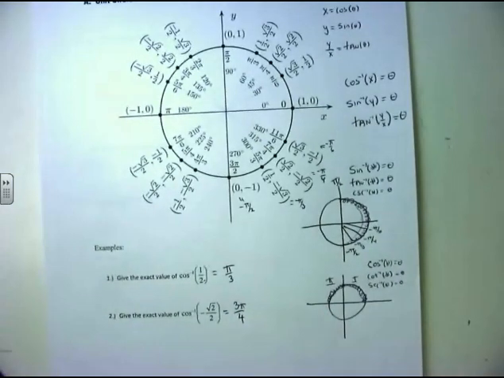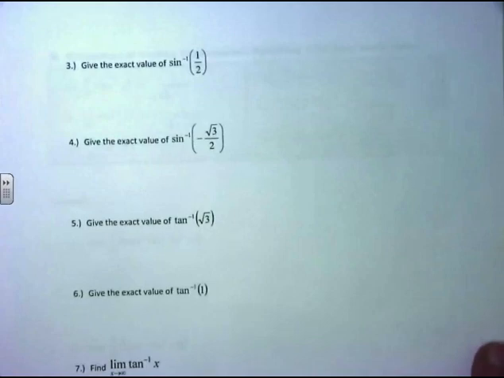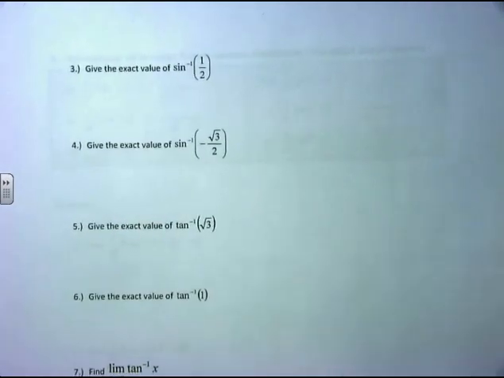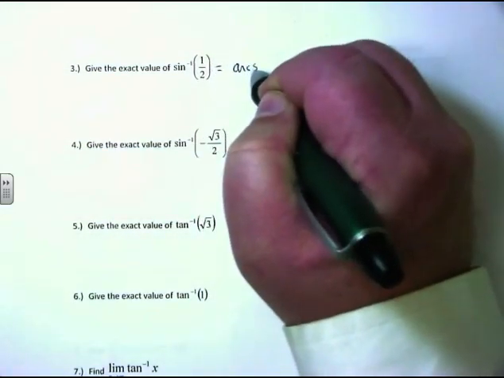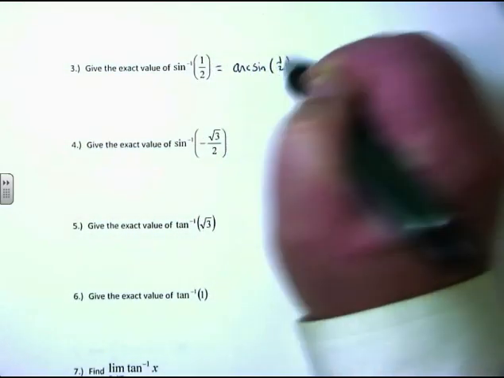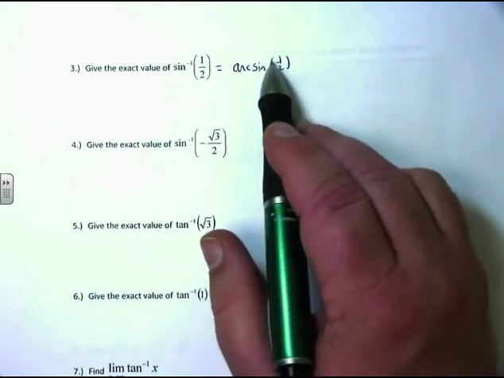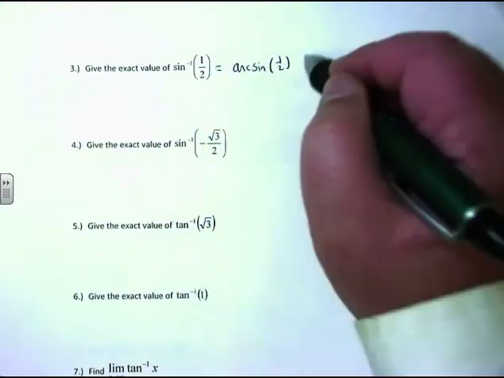Now, let's keep on going here. Find the exact value of the sine inverse of 1/2. Remember, when you hear sine inverse, this could also be written as arc sine of 1/2. So sine inverse, arc sine, same thing, of 1/2. In other words, the sine of what angle equals 1/2? We want the angle back.